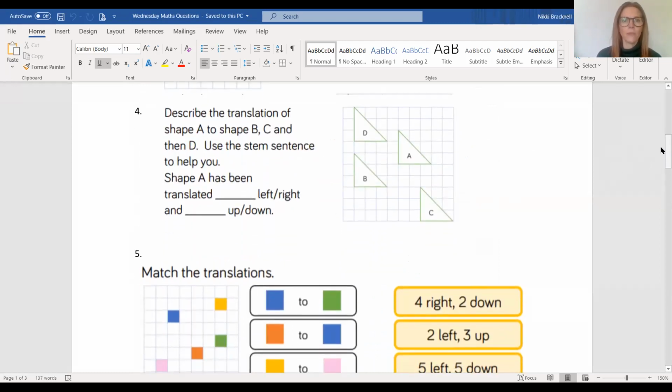Question 4 says, describe the translation of shape A to shape B, C, and then D. Use the STEM sentence to help you. So I'll just show you what they mean by this. So it says shape A has been translated. So if we're going from A to B, shape A has been translated left. So we need to say how many squares left or right. So in this instance, it would be 1, 2, 3, 4 left, and then how many down. You can work that out for yourself and say how many has been moved down. You need to do the same. So A to B, A to C, and then A to D.